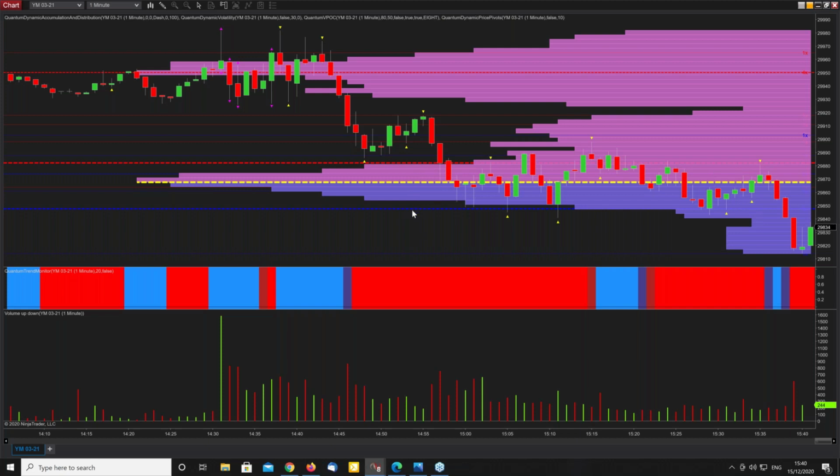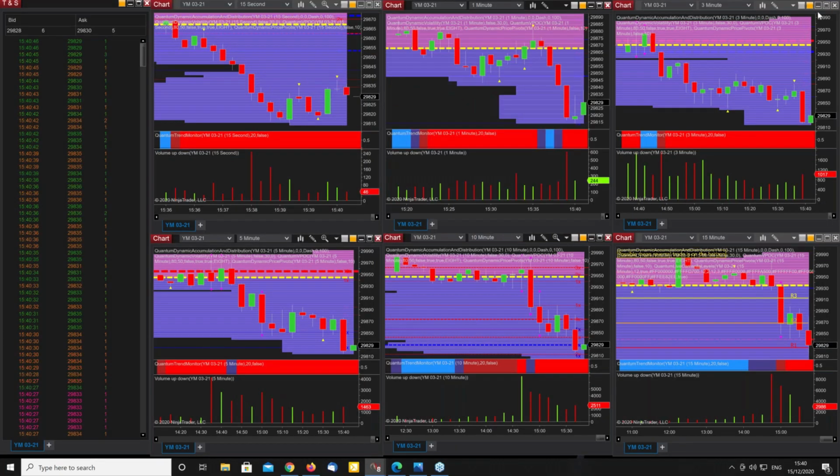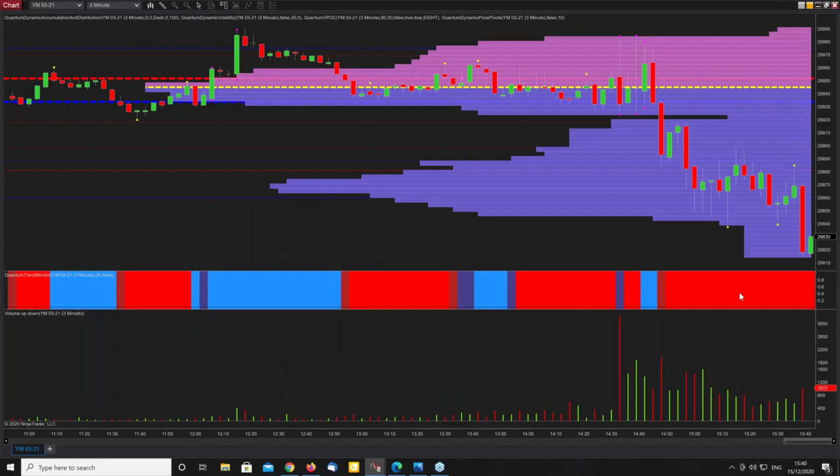Then we've got this one here, this blue level. That was acting as support all through here at the time, and it's now been breached. Of course, it's now acting as resistance. Decent volume under that last candle. So say this is on a minute. Let's go up to the 3-minute and see what that looks like.